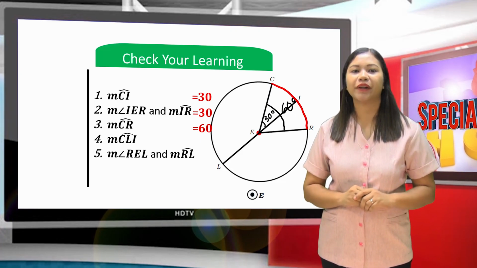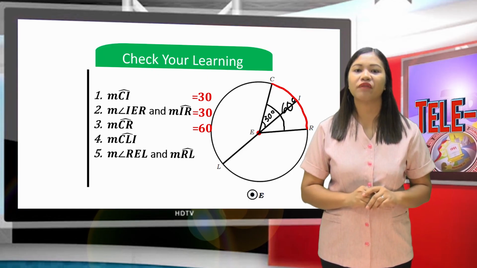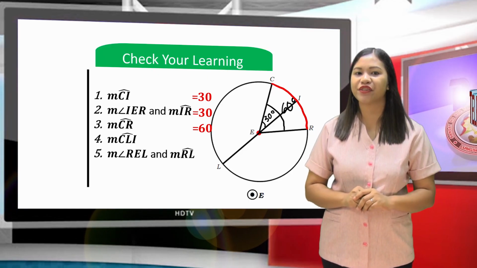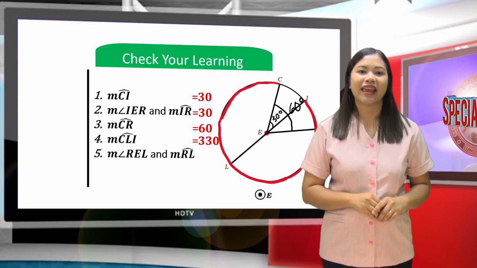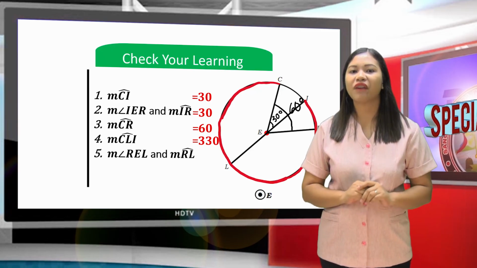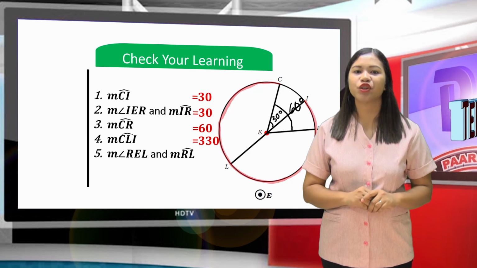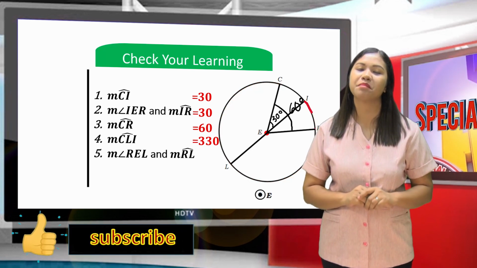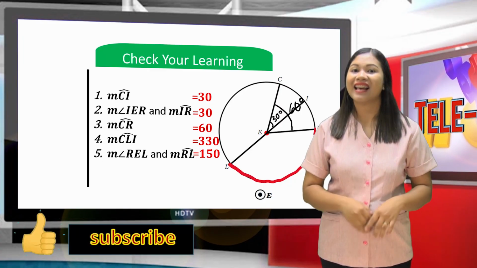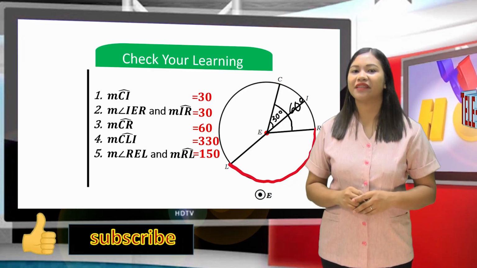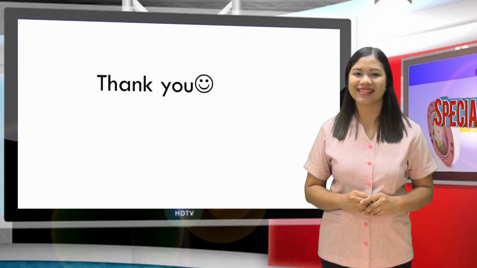Moving on to number 4. Since the measure of arc CI is 30, then the measure of arc CLI is 360 minus 30, which is equal to 330. And number 5, since the measure of arc IR is 30, then the measure of angle REL and the measure of arc RL is 180 minus 30, which is equal to 150. There we have it. We have derived the relations among chords, arcs, central angles, and inscribed angles.